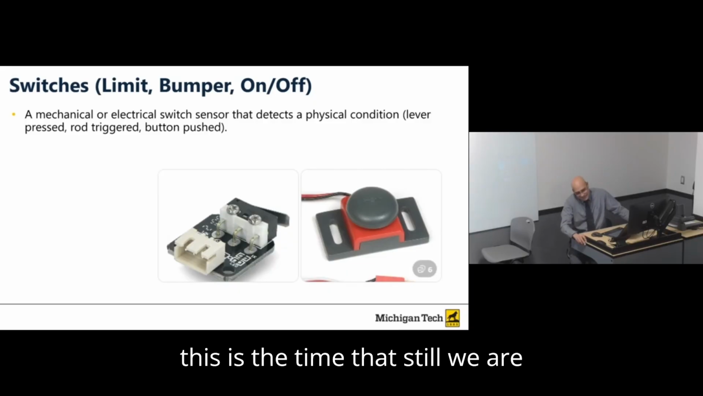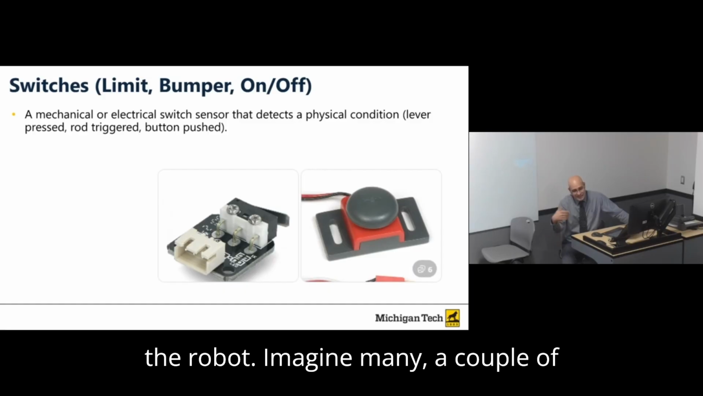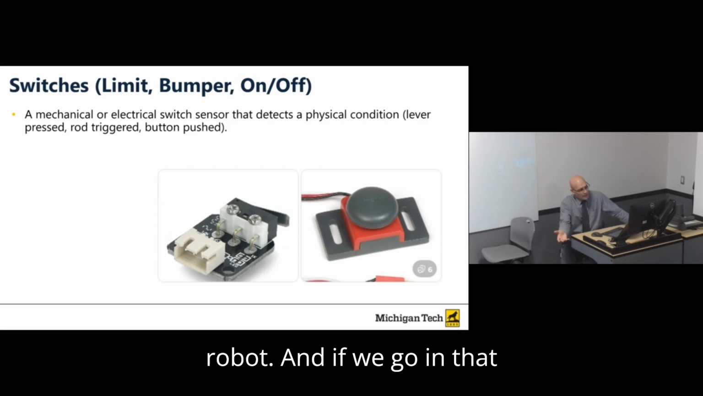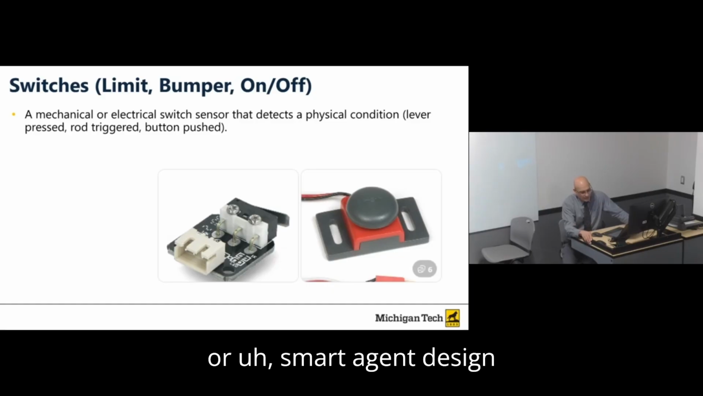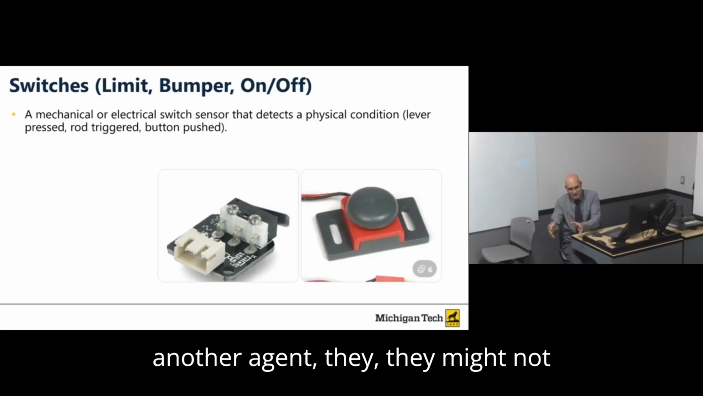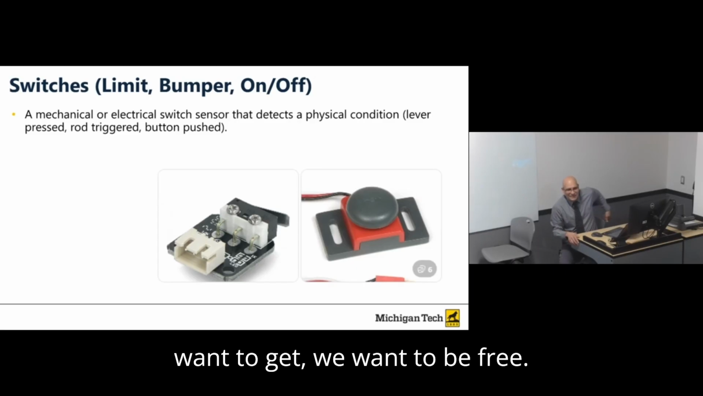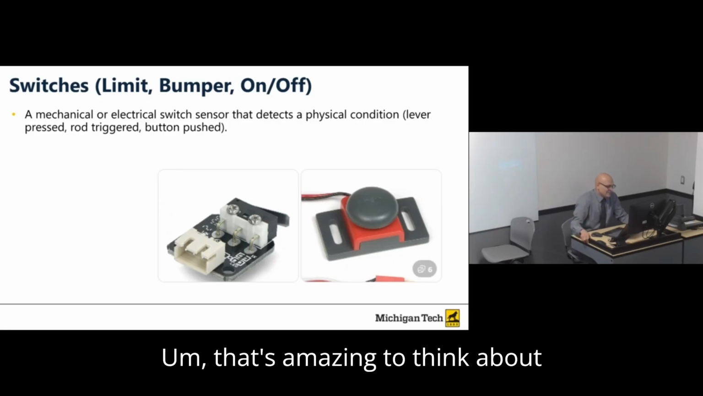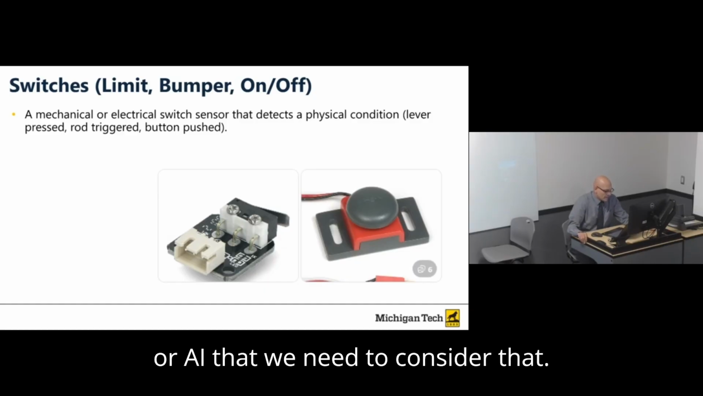But this is the time that we are still controlling the robot. We are designing the robot. Imagine a couple of years from now, the robot is going to make robots. And if we get to that time, when robots or smart agents design another agent, they might not do those things. Why? Because they want to be free. That's amazing to think about. That's the ethics behind robotics and AI, and we need to consider that.